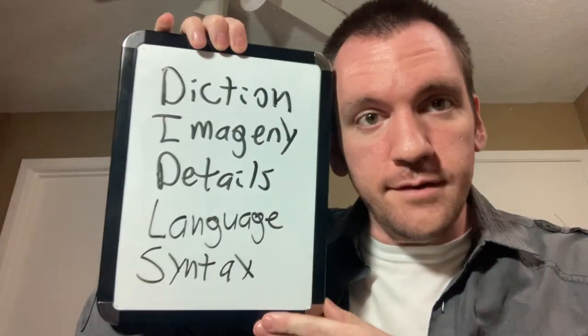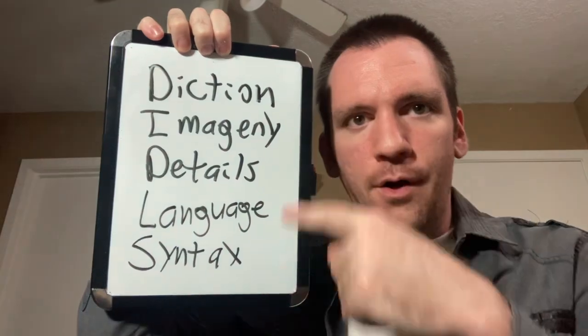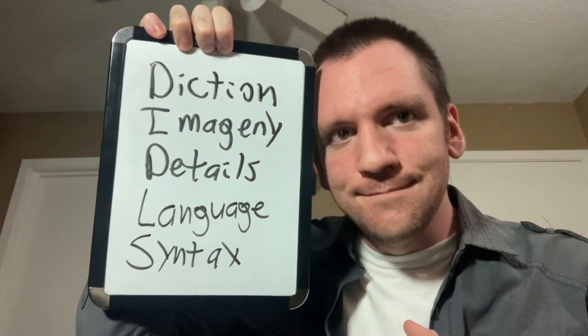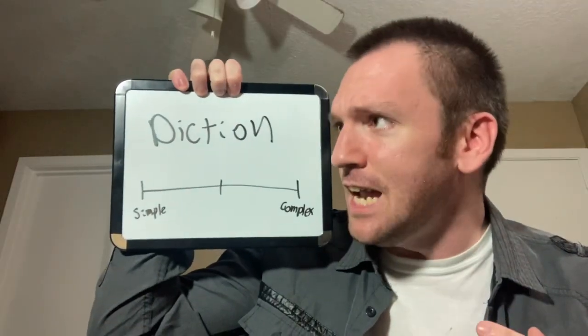DIDLS stands for Diction, Imagery, Details, Language, and Syntax. Let's run down all of these one by one, shall we? Our first category is diction. Did somebody say dick? Get out, man!